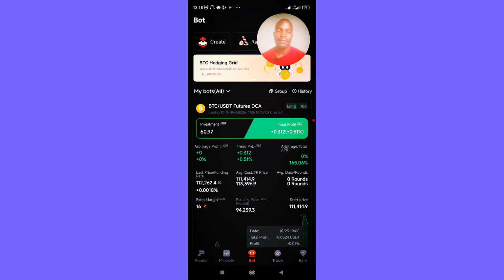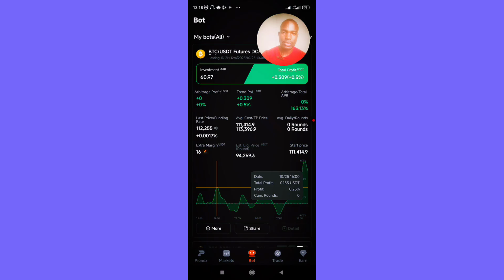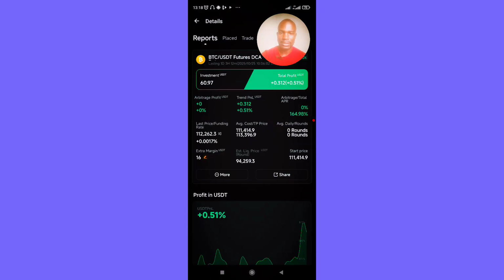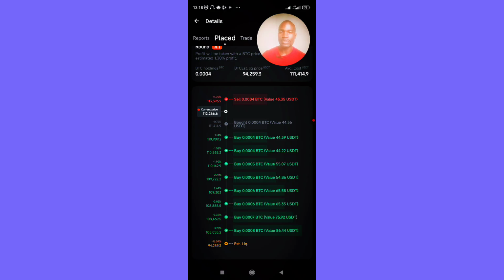So I already have one of these Futures DCA bots. I closed one earlier which I made profit of $8 from, and then I added more money into this bot. Now I have one running with $60 and extra margin of $16. And then when we go to the details, you can see some of the placed positions here. So once you open this bot, it will have an initial open price. So my average cost was 111.4k. That's the initial position.